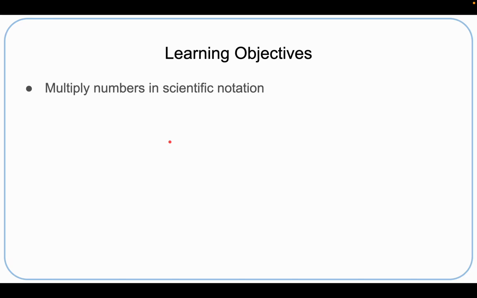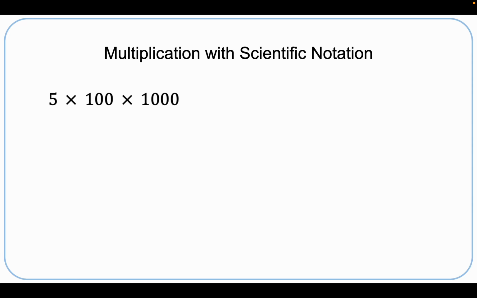All right, our learning objectives today are to multiply numbers in scientific notation. So here we have just numbers that are not in scientific notation that we're multiplying. 5 times 100 times 1,000. We can first multiply 5 times 100 to get 500.